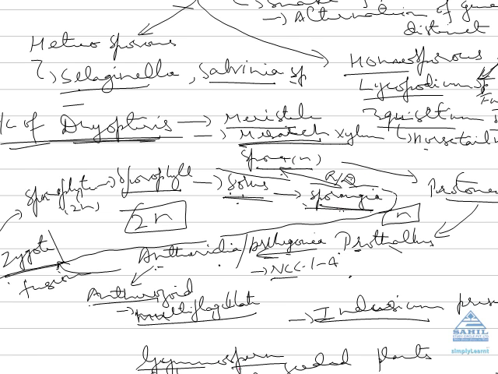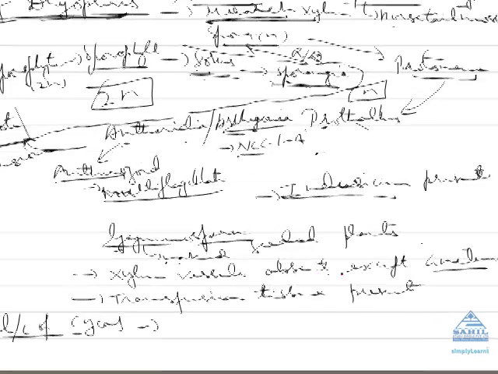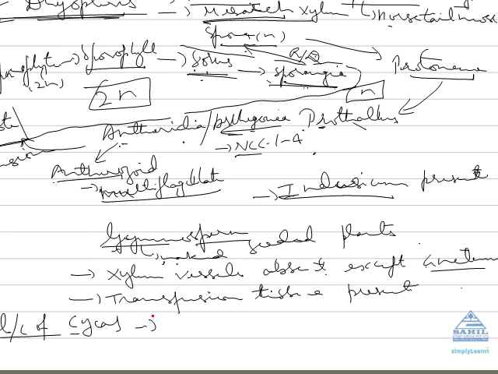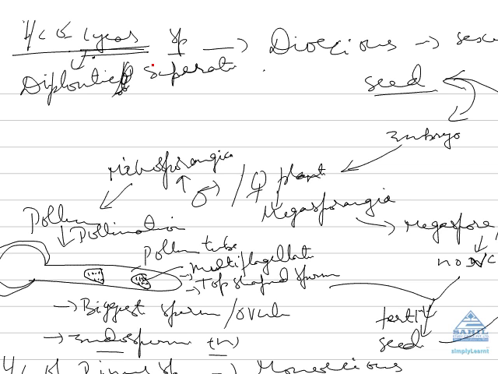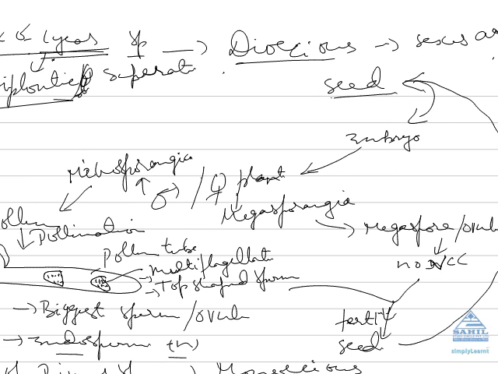Now lastly, coming to gymnosperms, they are naked-seeded plants. Xylem vessels are absent here except in Gnetum, Ephedra and Welwitschia. Transfusion tissues are present. Now coming to the life cycle of Cycas. Cycas is a dioecious plant where sexes are separate. Here it has a diplontic life cycle.